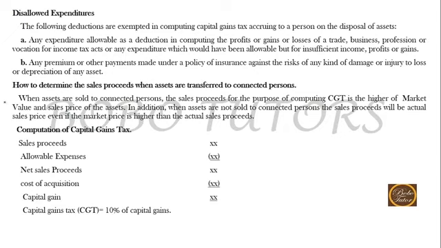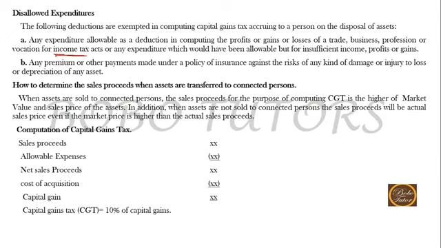Number one is any expenditure allowable as a deduction in computing the profit or gain or loss of a trade, business, profession, or vocation for income tax. That is, if that expenditure has been allowable under any other act before, and you've deducted it from one income under any other act, it will not be allowable under capital gains tax. The essence of this is that government did not want you to enjoy relief of that allowable expense more than once. Do you understand now?